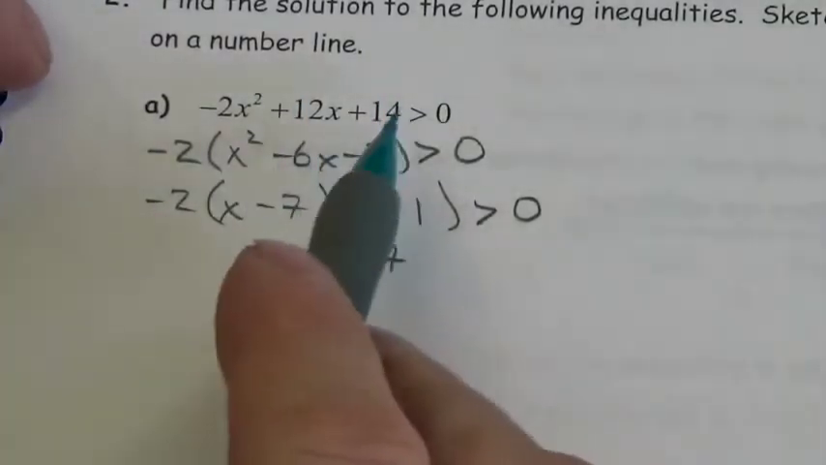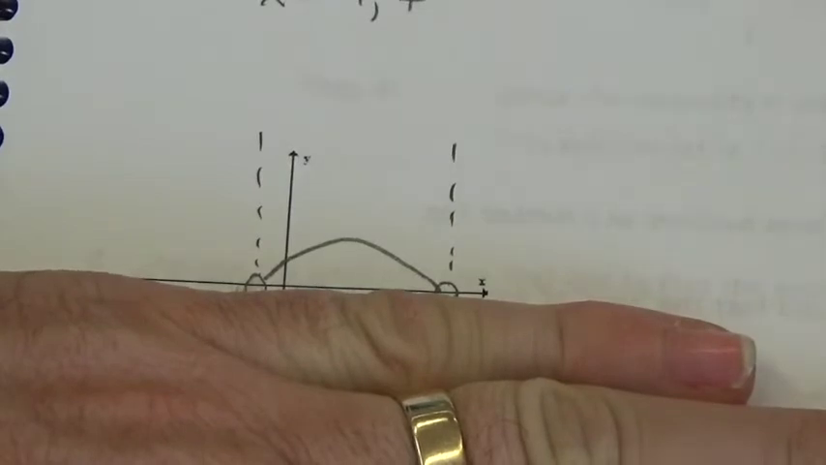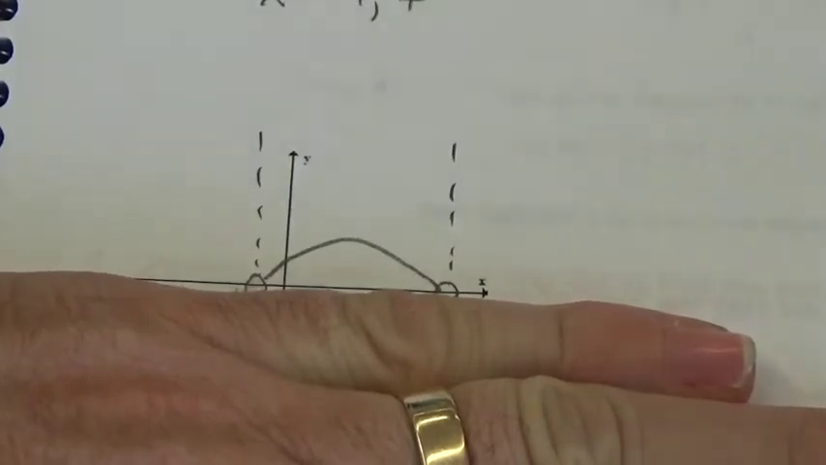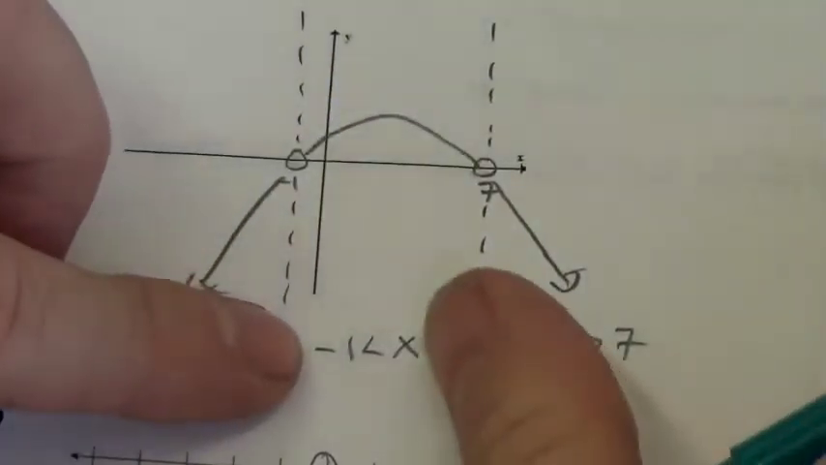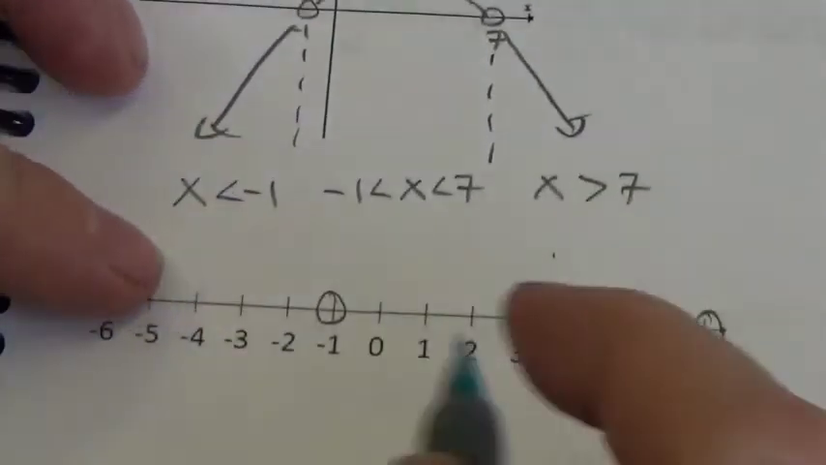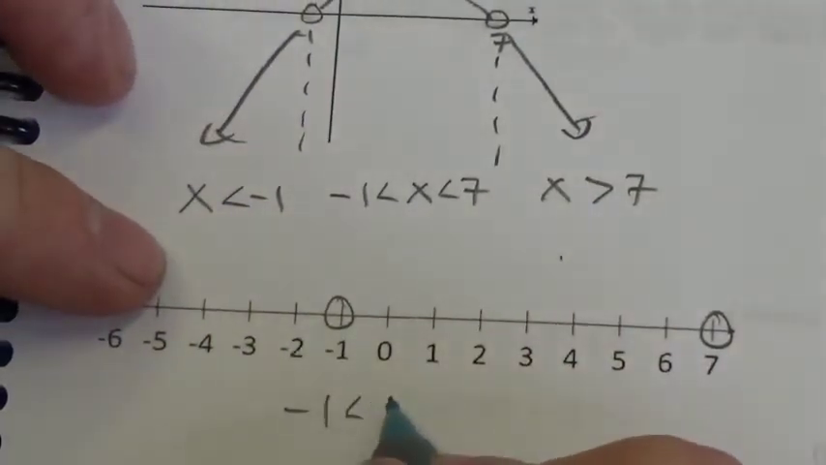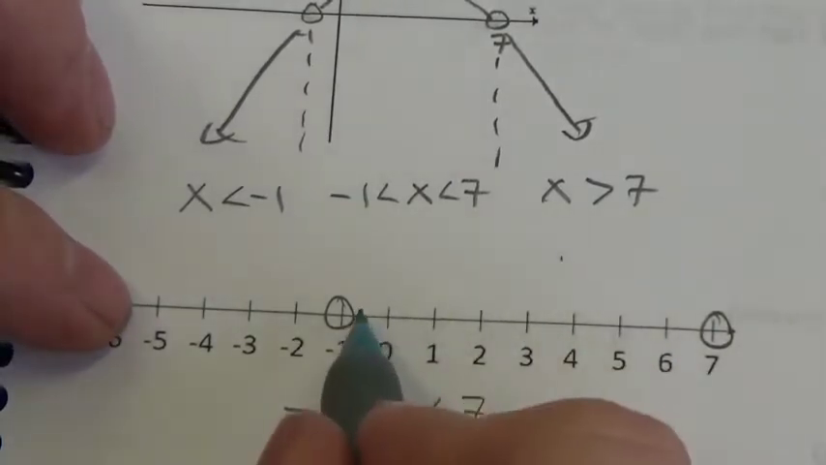I want to know where that function is greater than 0, which means I am going to cover up the part that's below the x-axis. Now, that occurs in that interval in between. So this is going to be from negative 1 to 7. So there's my answer. Negative 1 is less than x, which is at the same time less than 7.